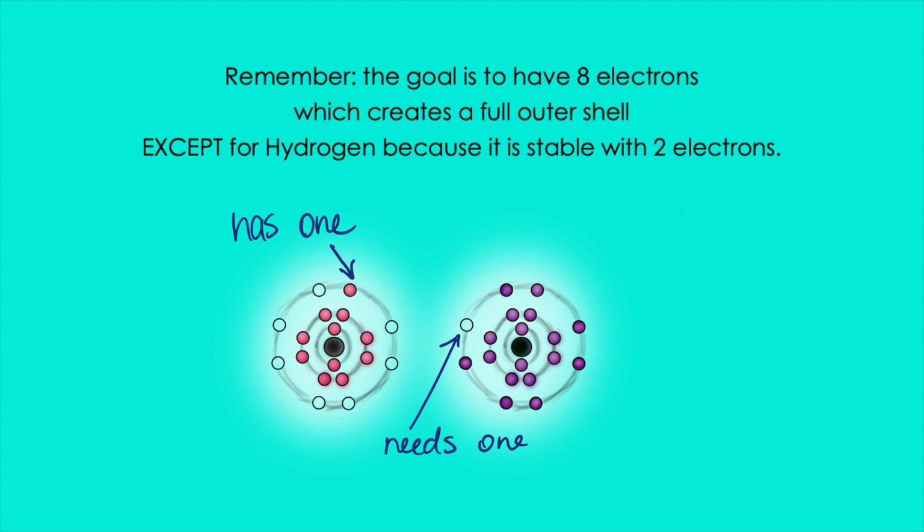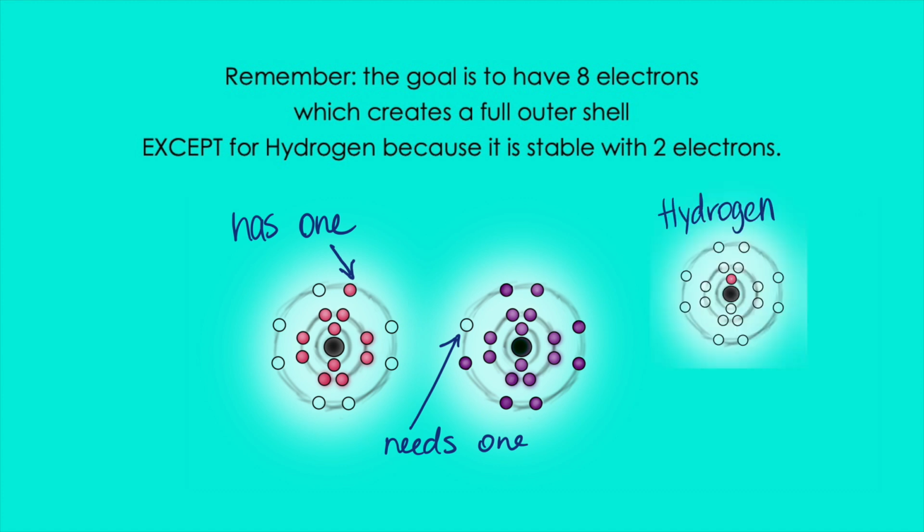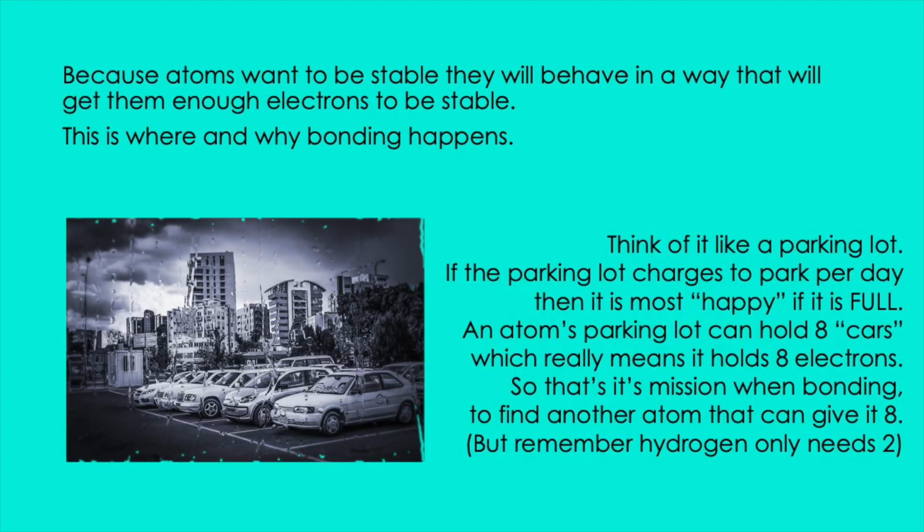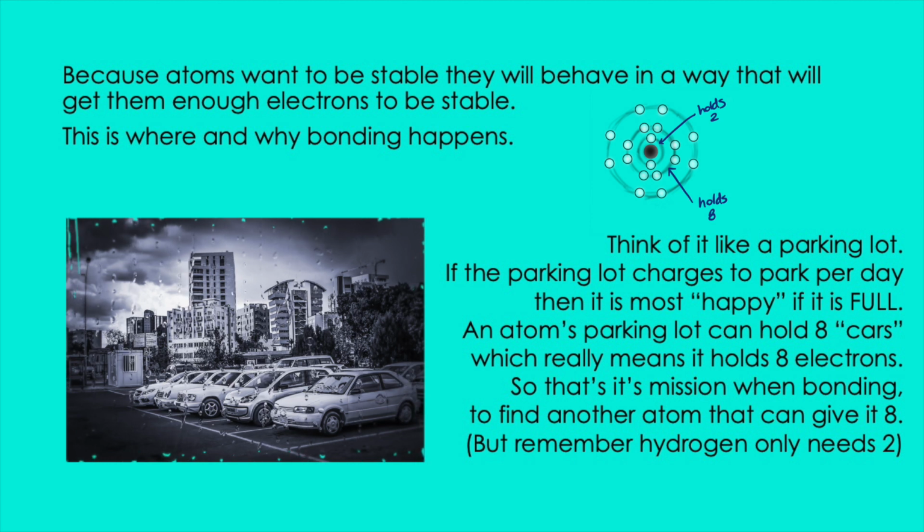Remember, the goal is to have 8 electrons, which creates a full outer shell, except for hydrogen because it is stable with 2 electrons. Because atoms want to be stable, they will behave in a way that will get them enough electrons to be stable. This is where and why bonding happens. If you think of it like a parking lot, if the parking lot charges to park per day, then it's most happy if it is full. An atom's parking lot can hold 8 cars, which really means it can hold 8 electrons. So that's its mission when bonding, to find another atom that can give it 8. But remember, hydrogen only needs 2.